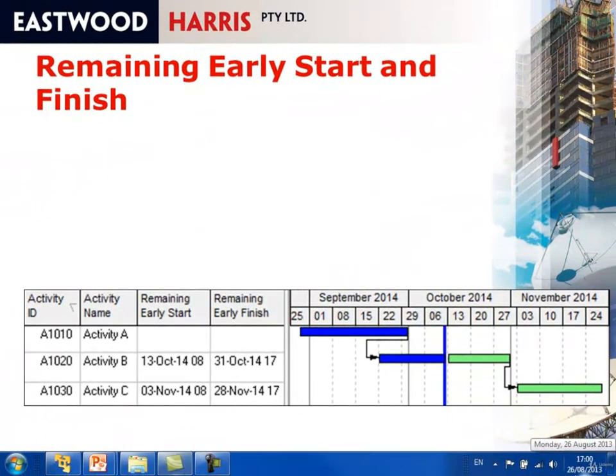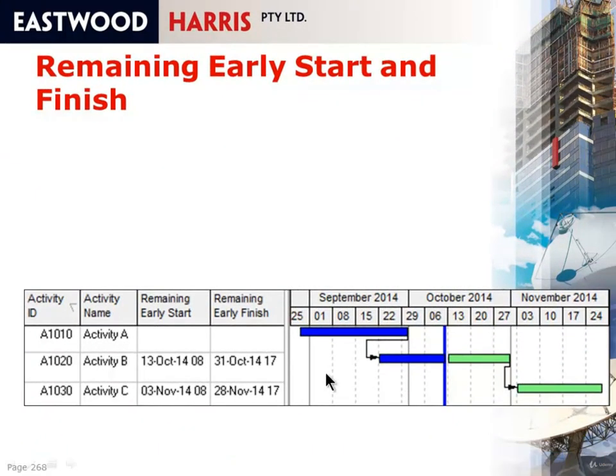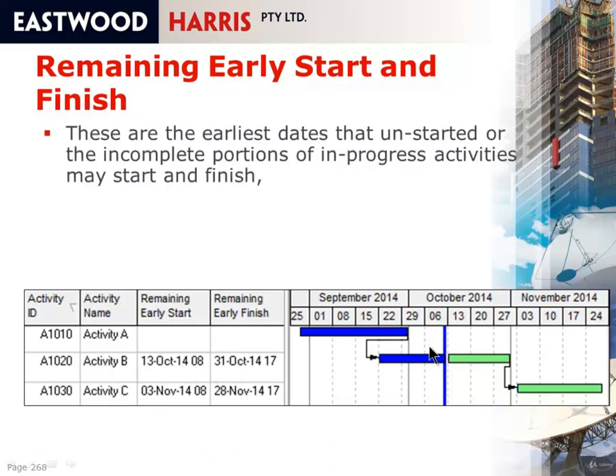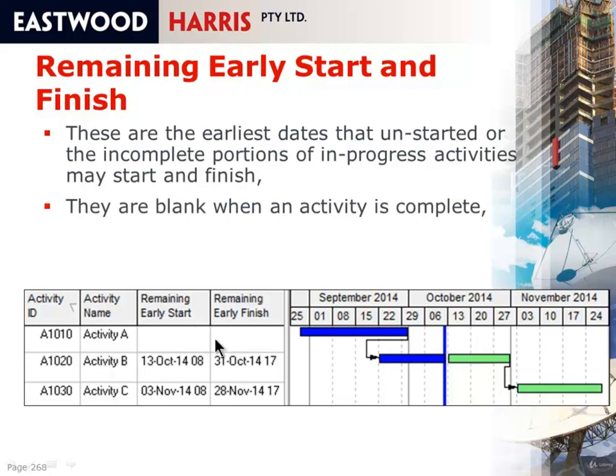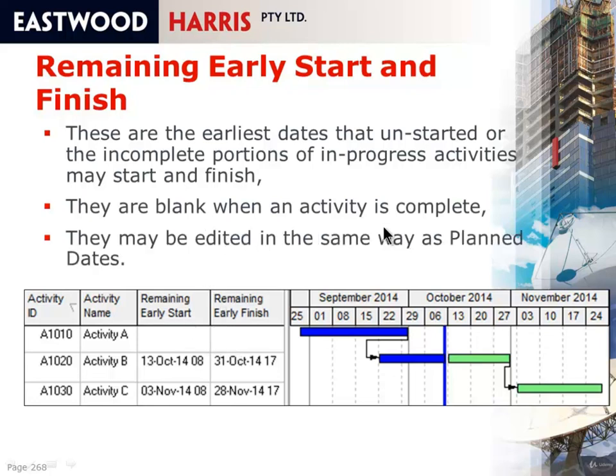So let's finish off the remaining date fields. The remaining early start and the remaining early finish are in actual fact correct. These are the earliest dates that unstarted or incomplete portions of activities may start and finish, and the remaining early start and early finish of a completed activity is null. So these are actually correct. They're blank when an activity is complete, but they may be edited in the same way as plan dates.